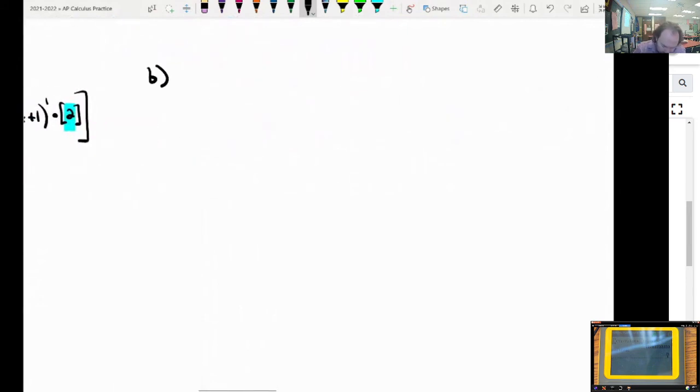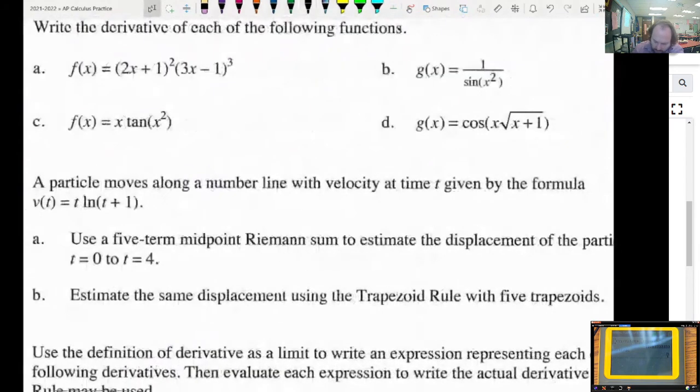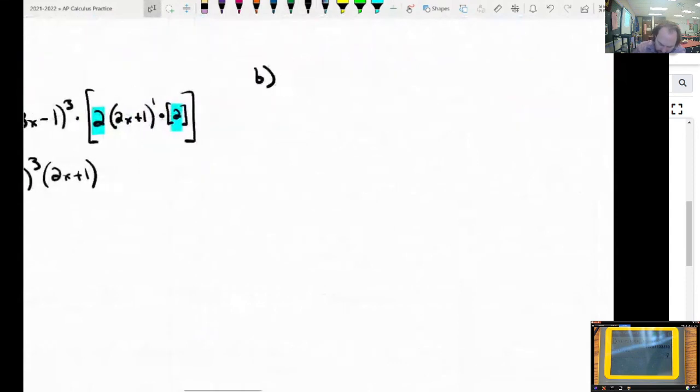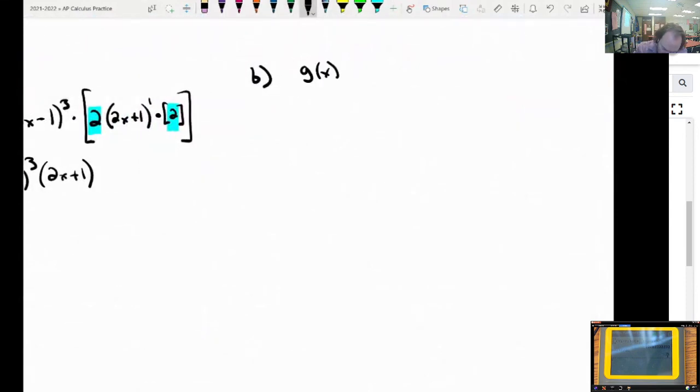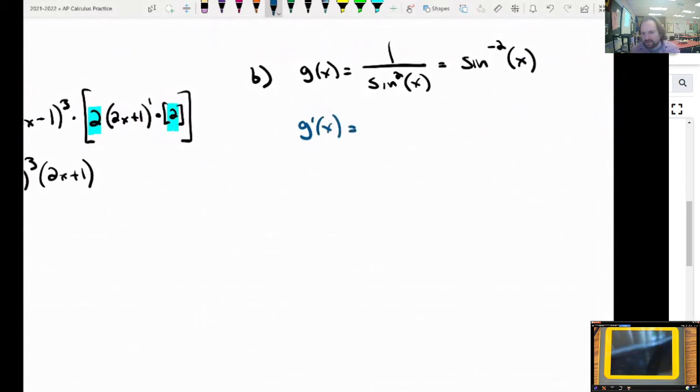Question B is going to give us 1 over sine squared. g of x equals 1 over the sine squared of x. Might be better to think about this as sine to the negative second power of x, like that. Because this is a pretty simple chain rule problem, g prime of x. Let's start with the second power, or the negative second power. So that's the outside function.